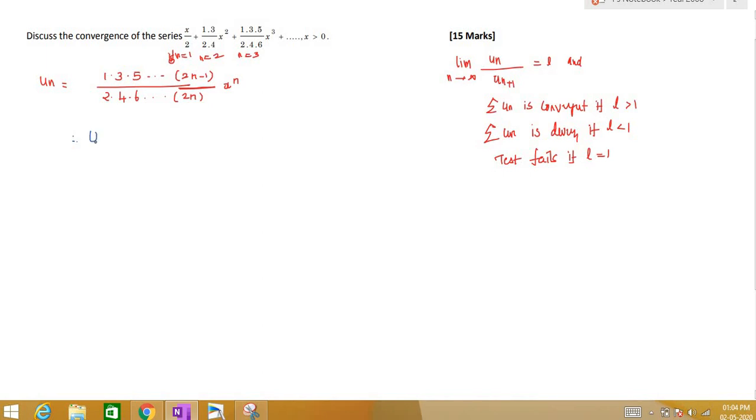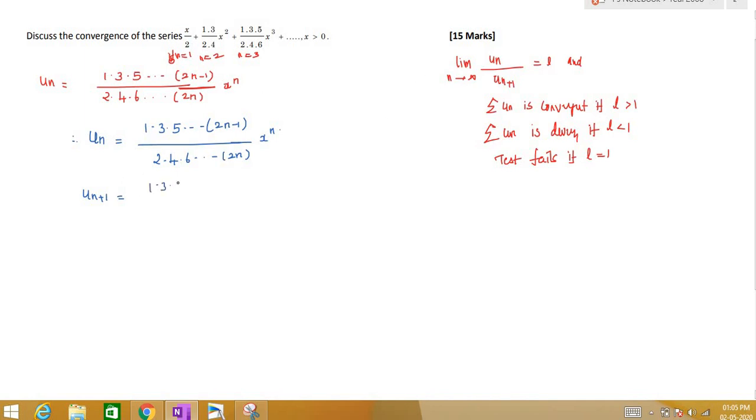So therefore, our un is 1, 3, 5 up to 2n minus 1 divided by 2, 4, 6 up to 2n into x power n. So what will be our un plus 1? Because we need to find un plus 1 to apply the ratio test.